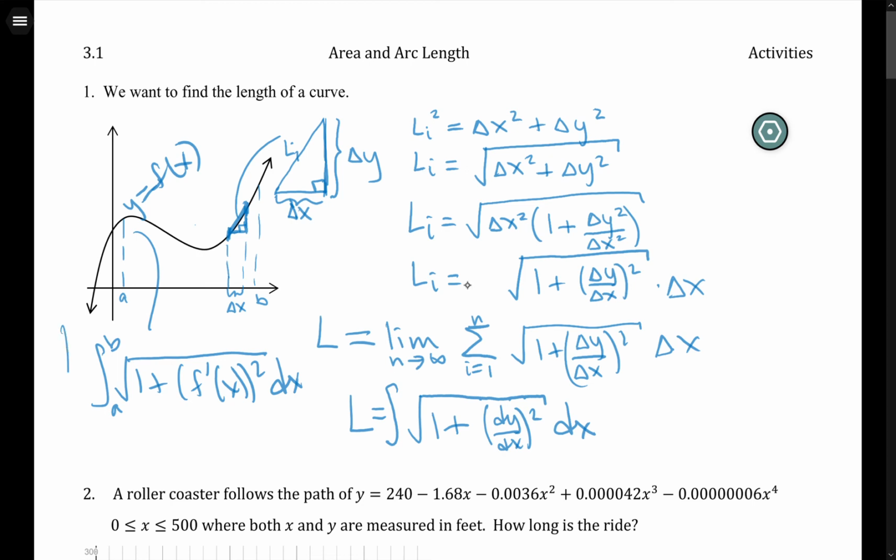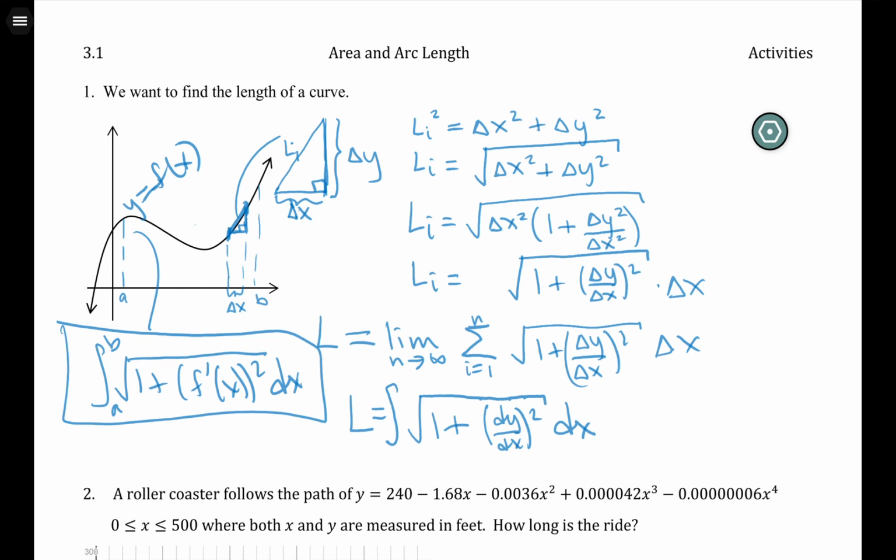Okay, so this is a formula. Memorize it. You should know this when you sit down for your final. So we'll work through some examples and we'll also talk about area. But this is really the memorized piece for this section. I think area is going to be really intuitive.